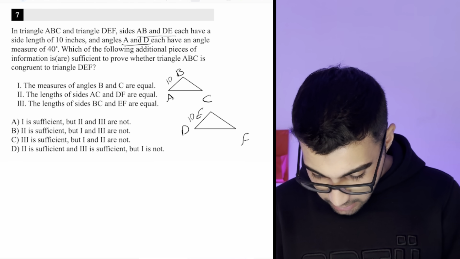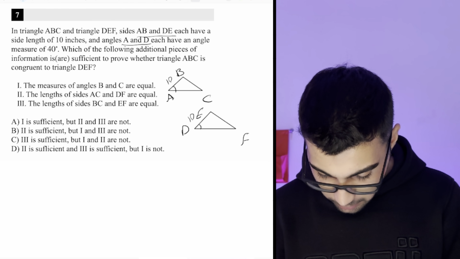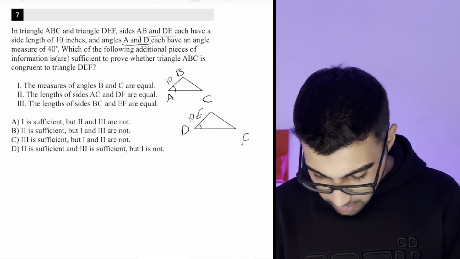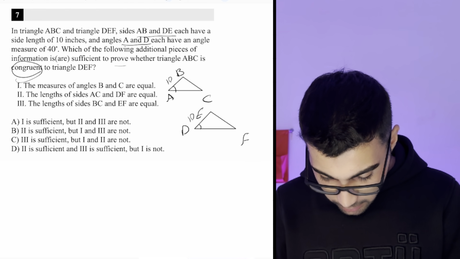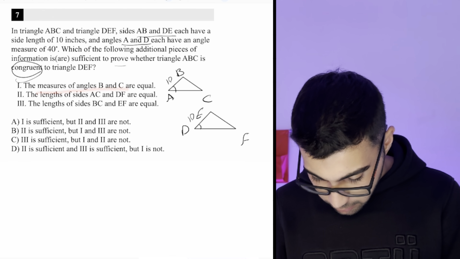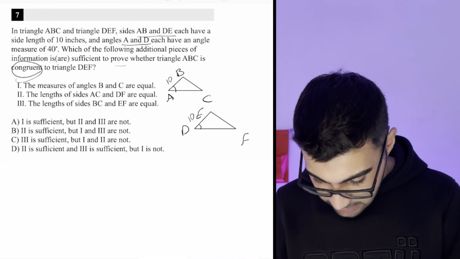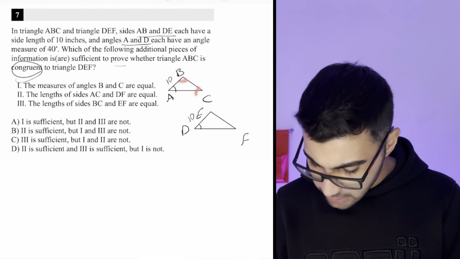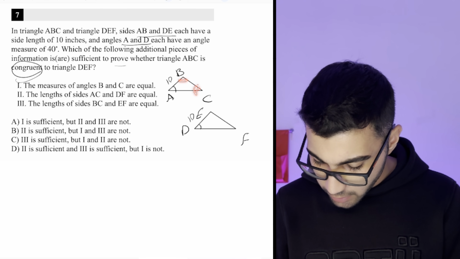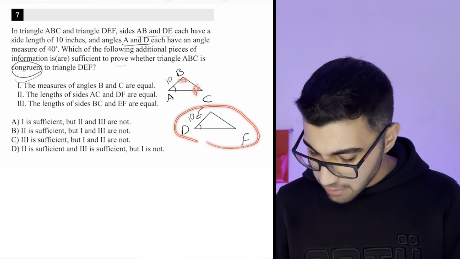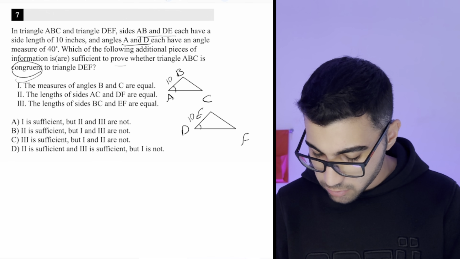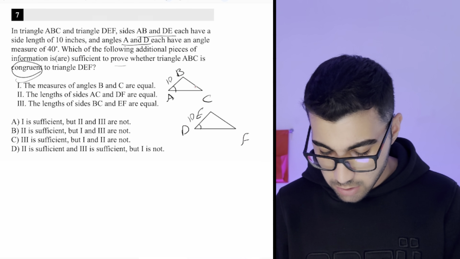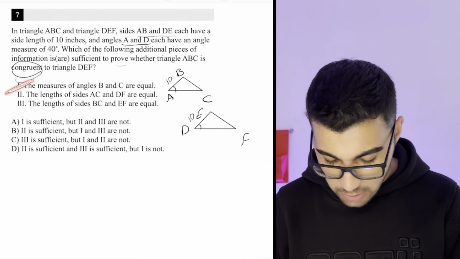Then, angle A and D each have angle measure of 40. So, A and D are equal. Which of the following additional pieces are sufficient to show that the triangles are congruent? Alright, first, the measure of angle B and C are equal. Okay, B and C are equal. Let's say these are equal. Can we conclude that these two triangles are congruent? No, B and C doesn't relate to any angle here. It just says B and C are equal. So 1 is not correct.